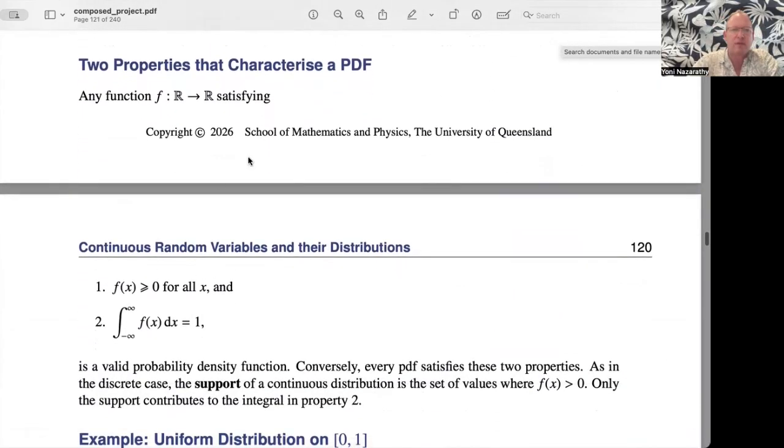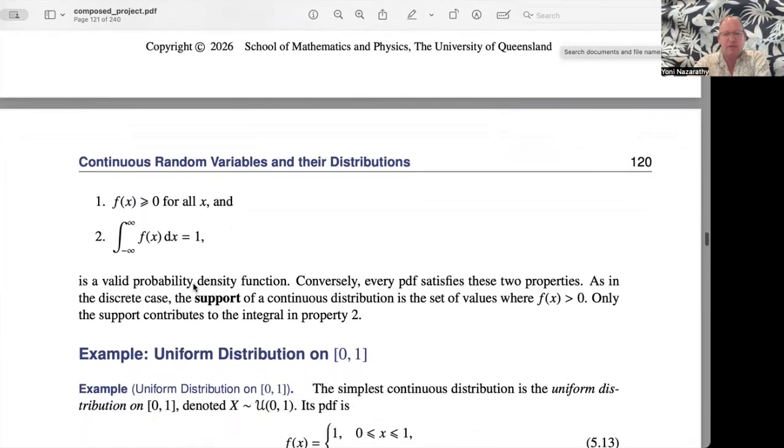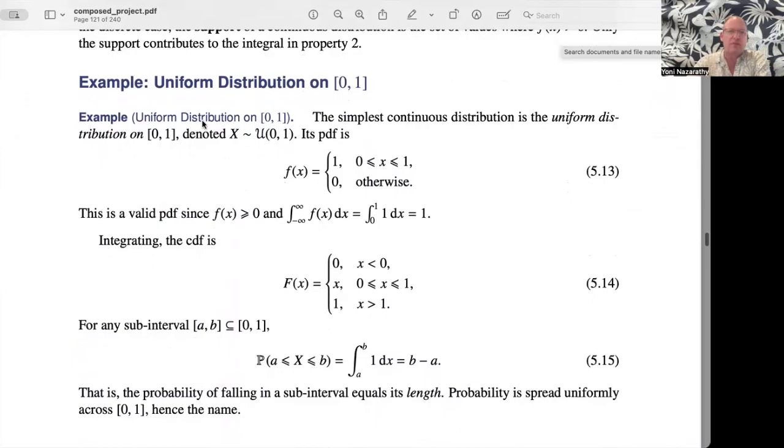Whenever you have any function that has non-negativity and is integrable with the integral equaling 1, then it is a valid PDF, probability density function. For example, the uniform distribution is one such case. Take f of x, which is 0 everywhere outside of 0, 1, and on the interval 0, 1, it is 1. If you integrate this from negative infinity to infinity, that's like integrating from 0 to 1, and that integral is obviously 1.